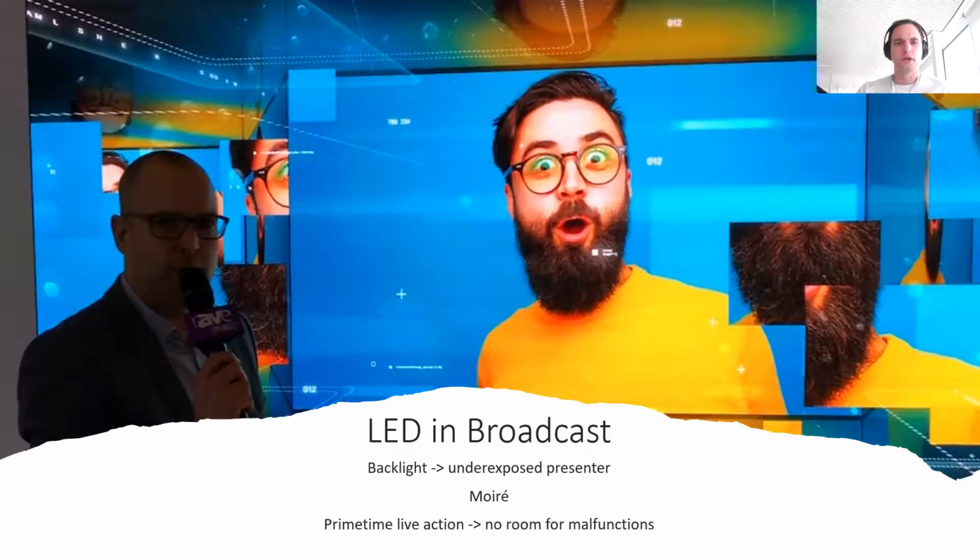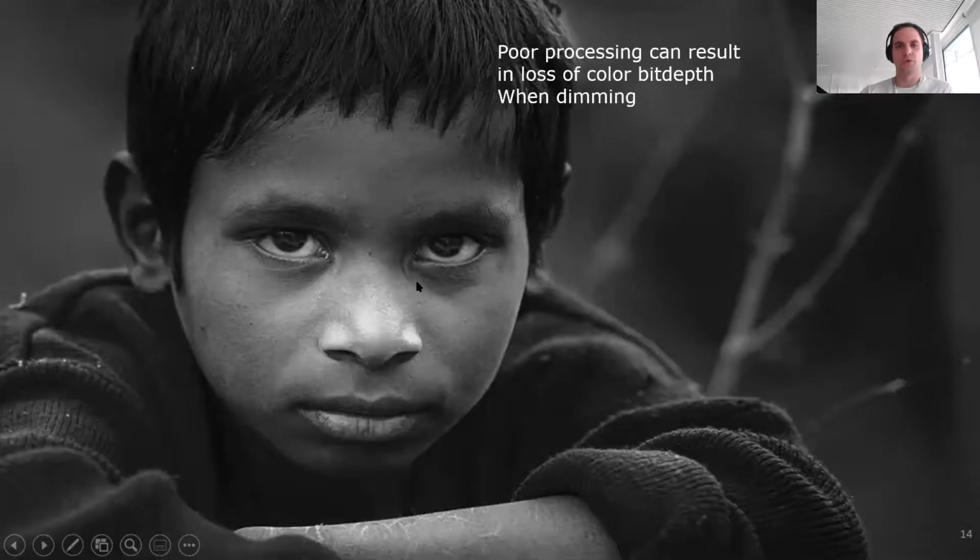So yeah, I was going to talk about the problems that LED walls have with dimming. And by the way, dimming is not only important in broadcast; it's also important in other markets like control rooms, etc. So first of all, poor processing can result in loss of color bit depth when dimming. I don't know if this resonates with everybody, so I'm going to try to explain it.